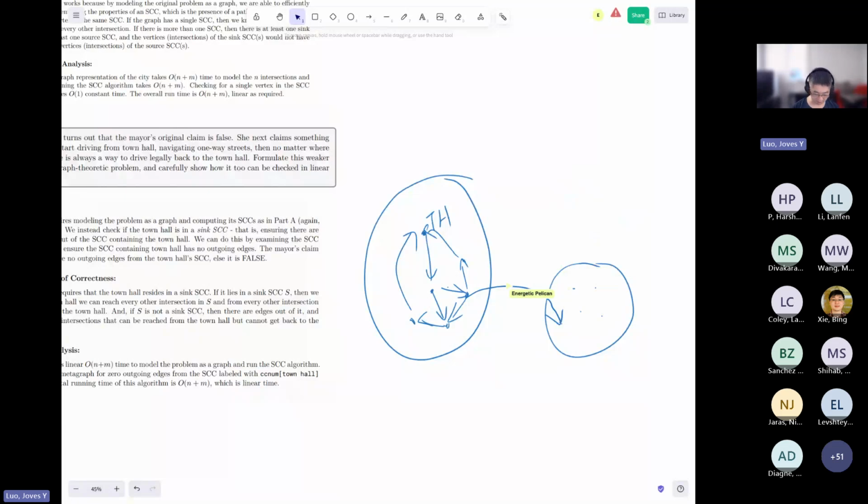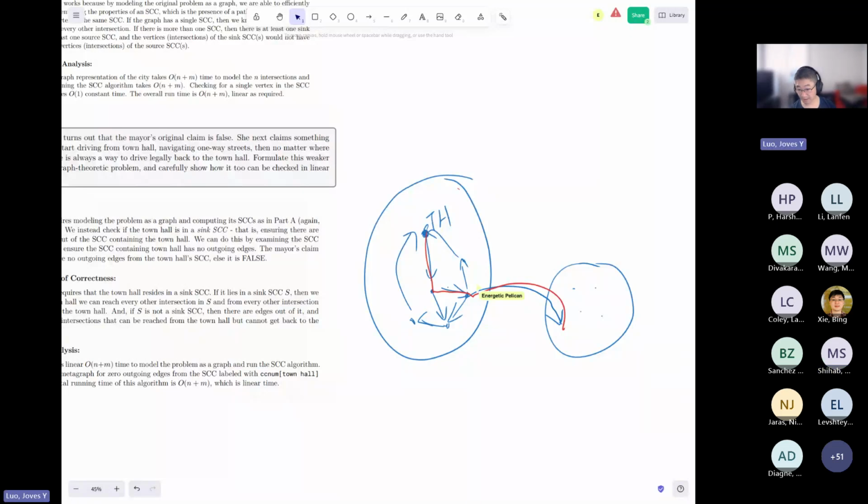That means that from the town hall, I can drive, so let's say, oh, did I not draw this out correctly? Yeah, okay. So I would potentially be able to drive this path and never return back to the town hall, right? So the only way for the mayor's claim to be true is if this entire SCC right here was a sink and it doesn't have any outgoing edges, and that's it. That's the only way for that claim to be true. Yeah, that makes sense. Thank you so much.